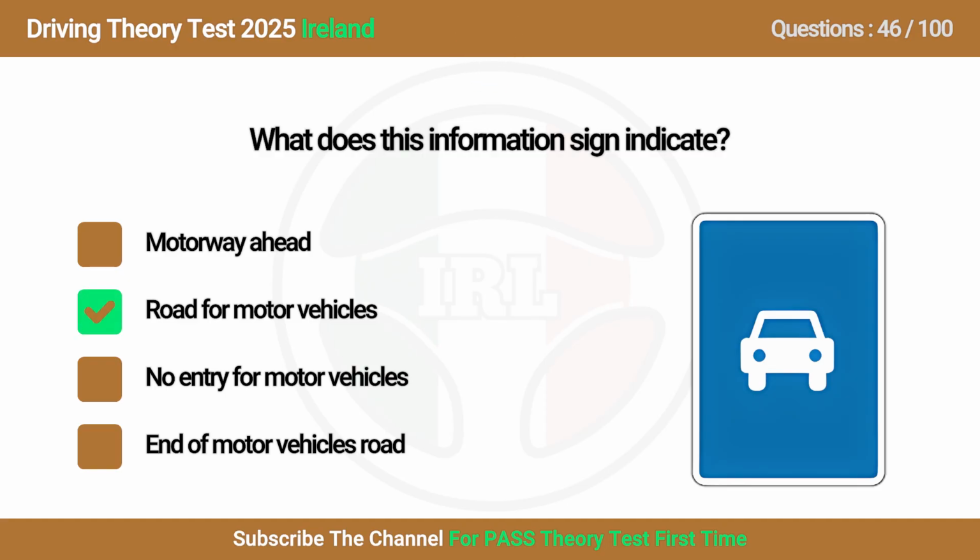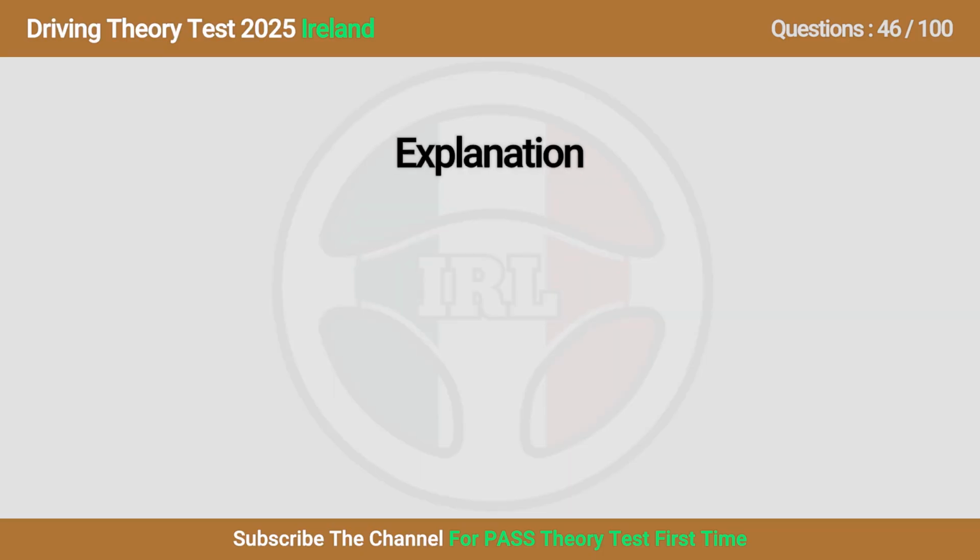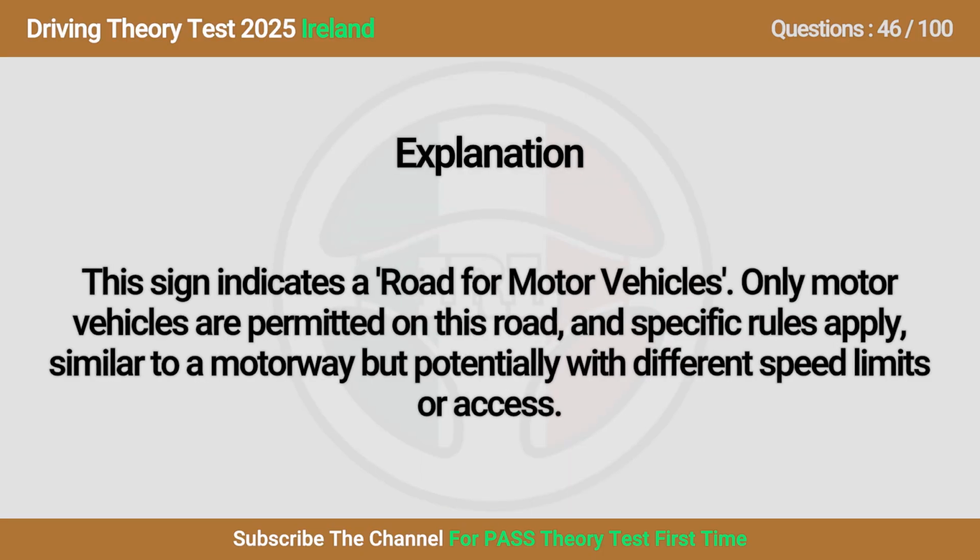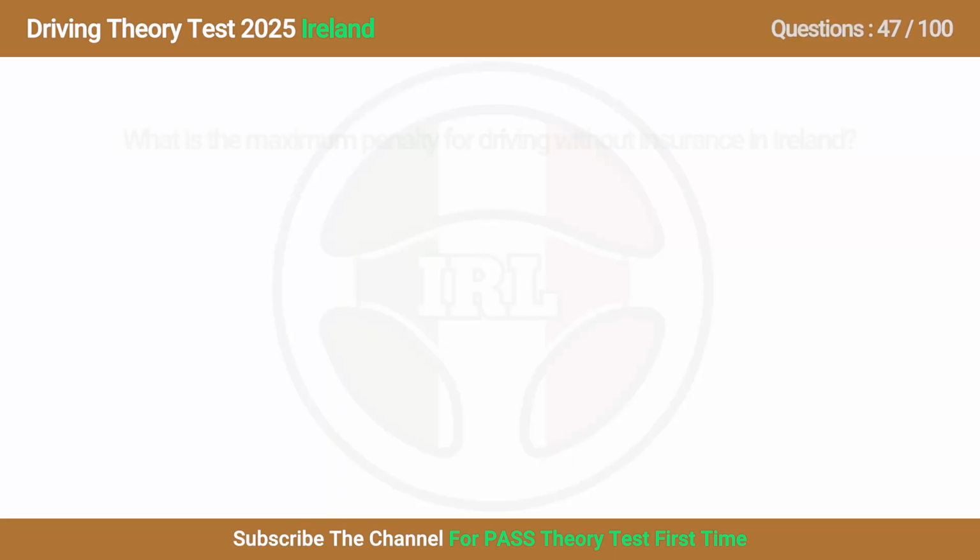Answer is B. Road for motor vehicles. This sign indicates a road for motor vehicles. Only motor vehicles are permitted on this road, and specific rules apply, similar to a motorway but potentially with different speed limits or access.